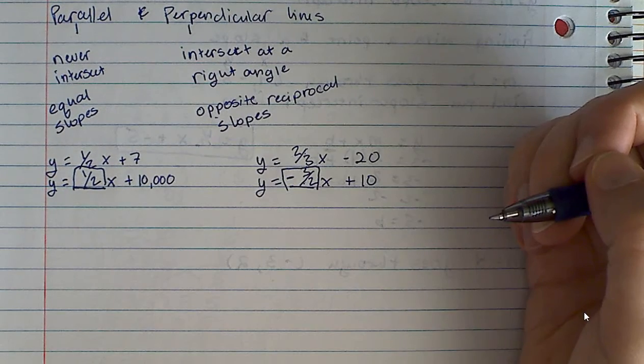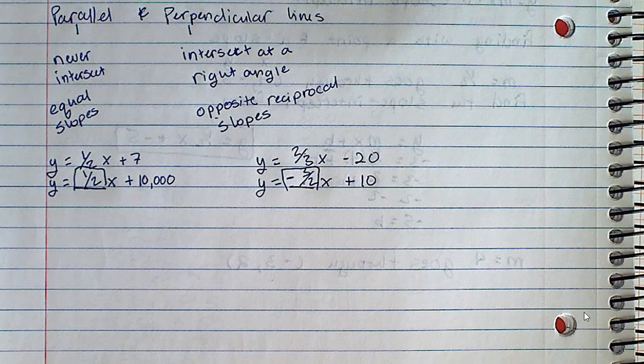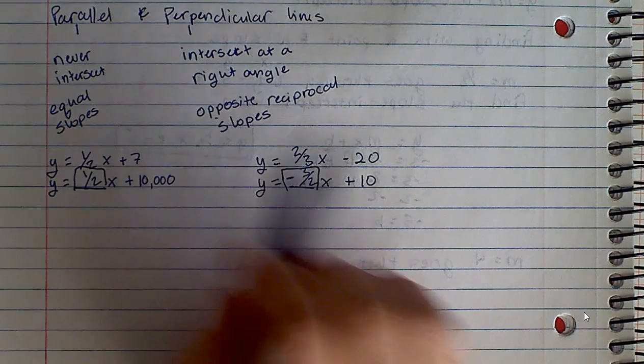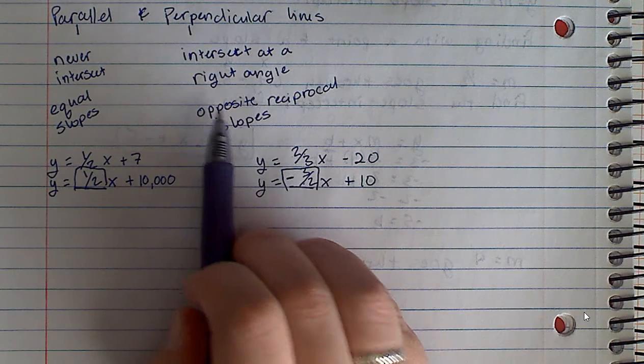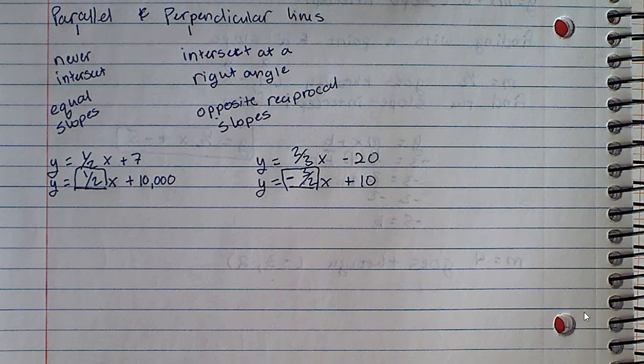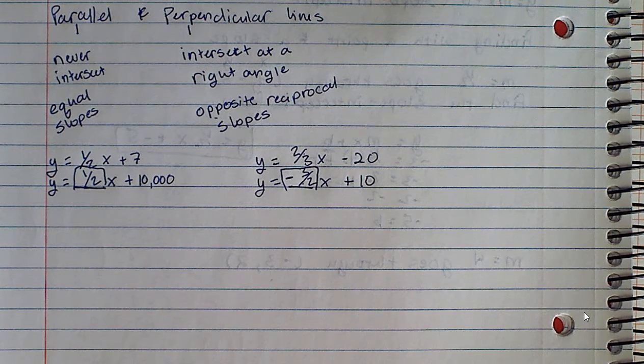Kind of, sort of. So, sorry, say that again? Why did you need it? Because it's opposite reciprocal. Opposite means changing the sign. So if it was positive, I make it negative. If it was negative, I make it positive. Opposite reciprocal. Kind of, sort of?